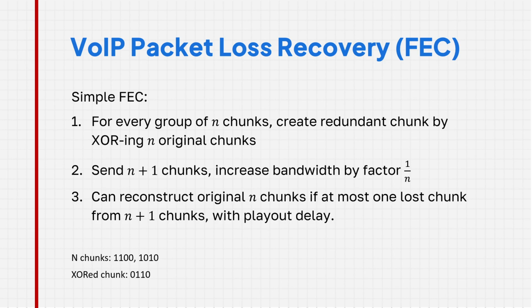Let's say, for example, I put my n as 2. The first one I have is, say, 1100. The other one is 1010. From these two, I can construct a chunk that might seem redundant, but this chunk will actually be just the XOR of both of these. So this will be 1100 XOR with 1010. This will give me 0110.